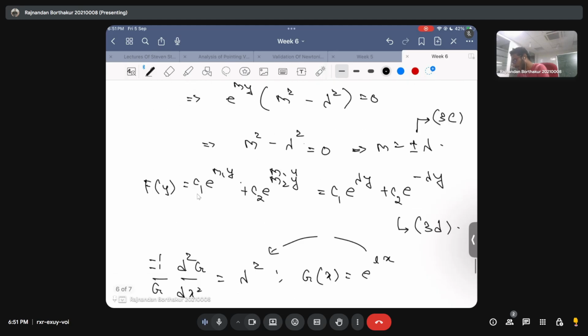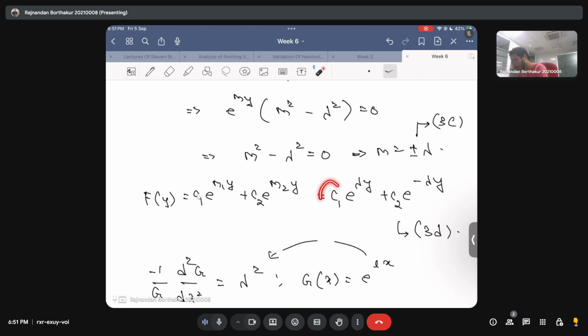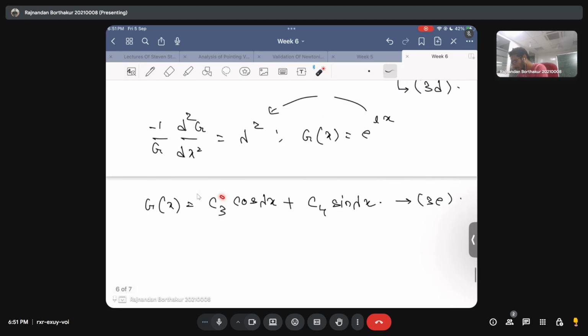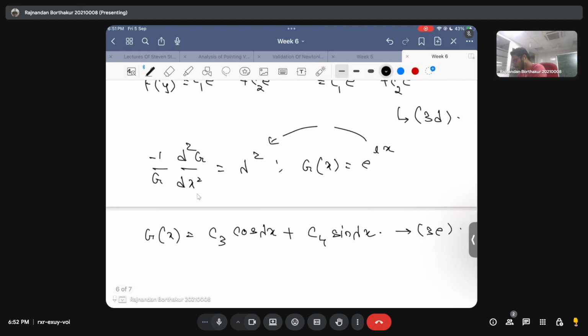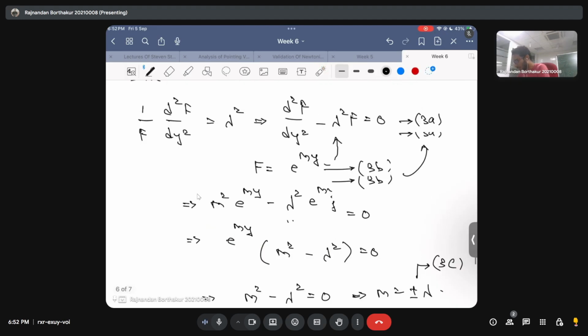Now, as I said, we need to evaluate these constants c1, c2, c3, and c4. In order to evaluate the constants, there are 4 constants that we need to evaluate, and we have 4 boundary conditions. So it's a closed problem that we are dealing with, as I say. So let's do this. Let's first try to evaluate this C3 and C4 from this problem.